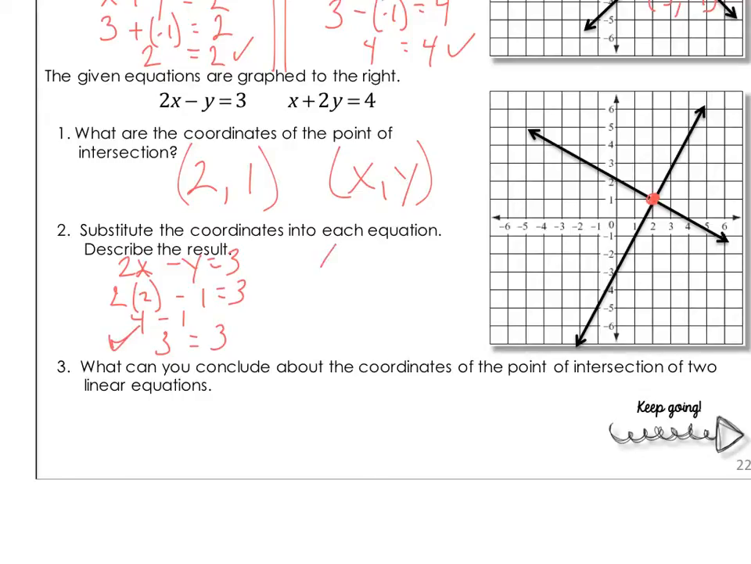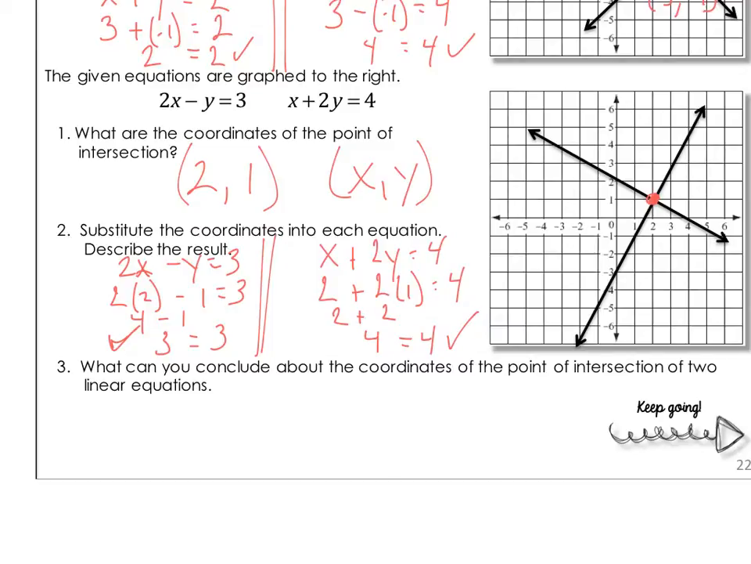Let's see if the other equation works. x plus 2y equals 4. x is 2, y is 1. So this is 2 plus 2 times 1, which is 2, so that's 4. And yep, that works out too.